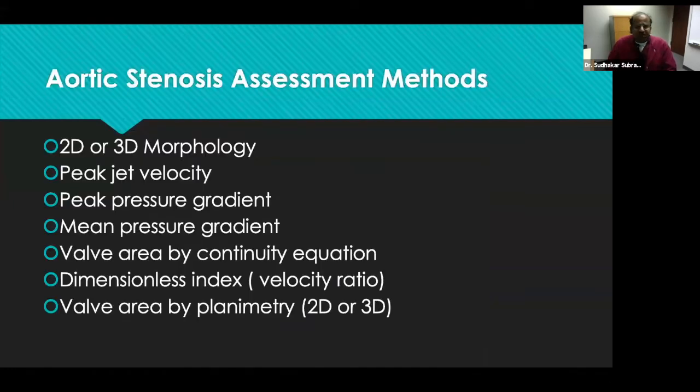In terms of assessment, it's like any other valve. You start with basic 2D morphology, or if you have the ability to do 3D, it's well and good, just by visualizing the movements and placing a color flow Doppler to get a sense. And then we move on to various quantitative measures, from peak velocity to the peak and the mean gradient. And sometimes we measure the aortic valve area either directly or through an indirect method, using planimetry as well as the continuity equation.